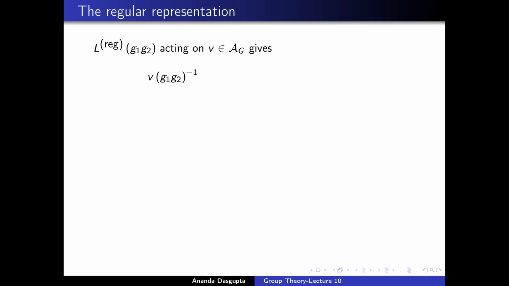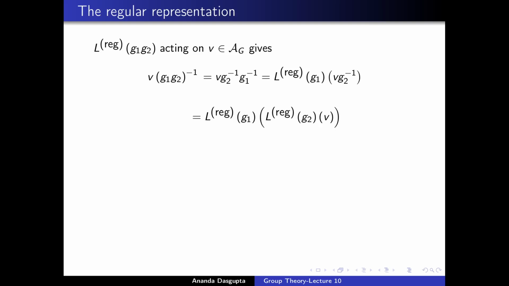And because G1, G2 inverse is G2 inverse, G1 inverse, this of course is V G2 inverse multiplied from the right by G1 inverse. Now, once again, our rule for the action of the regular representation simply tells us that this is L-reg G1 acting on the vector V G2 inverse. But now let us look at the argument on which L-reg G1 is acting. V G2 inverse is a vector which can be obtained by applying L-reg G2 on V. So this is really L-reg G1 acting on L-reg G2 on V. What that means is, of course, L-reg G1 G2 is the same as L-reg G1 L-reg G2.